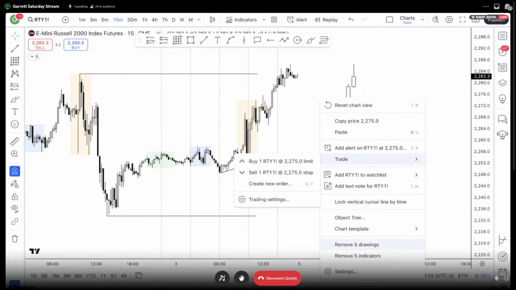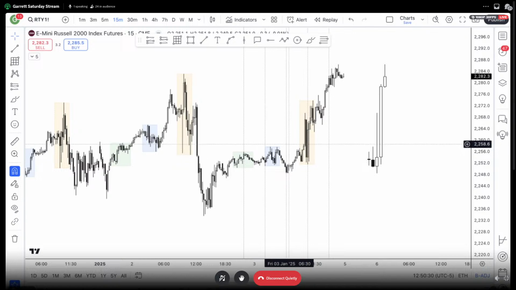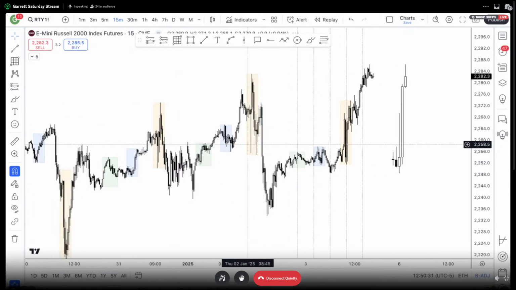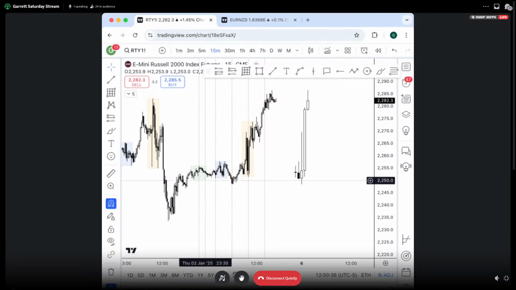But it's all right. I would rate this like a B or something. It's not A plus. Ideally, 9:30 takes out all these lows, and then 10 AM expands. That would be sick.